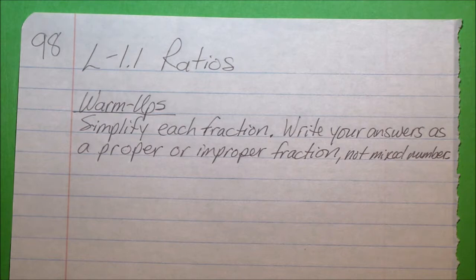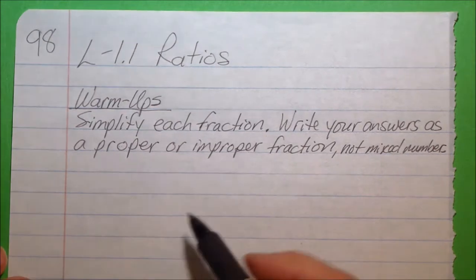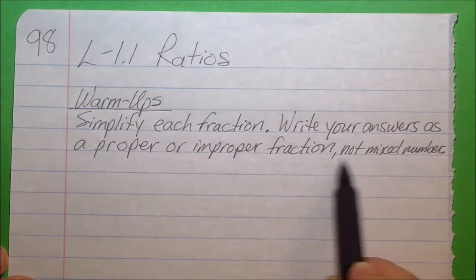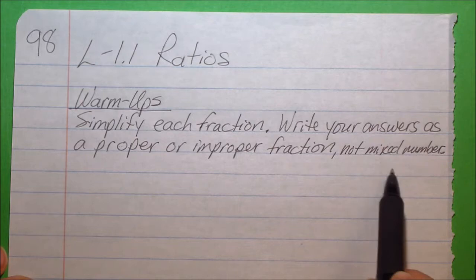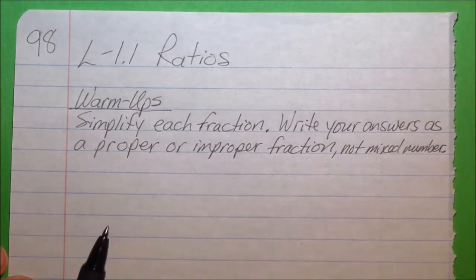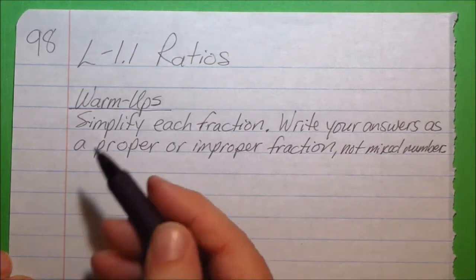But there are other ways to write a ratio, and we'll be learning about that in this lesson. But I just wanted you to know why they were doing this. Usually when we're talking about fractions, we don't do this. We do put it into a mixed number if it's an improper fraction. But right now, you are not going to.